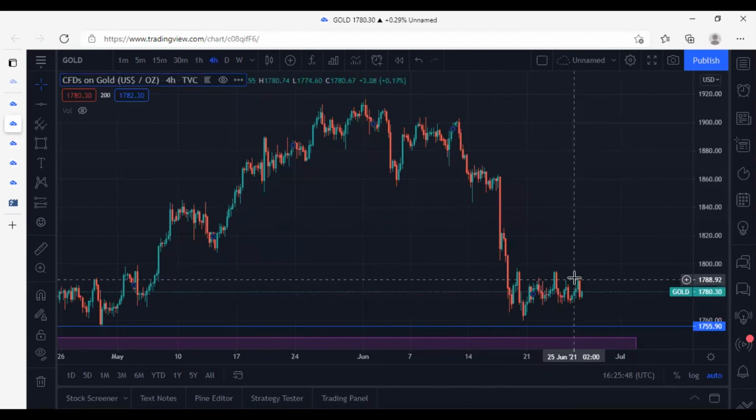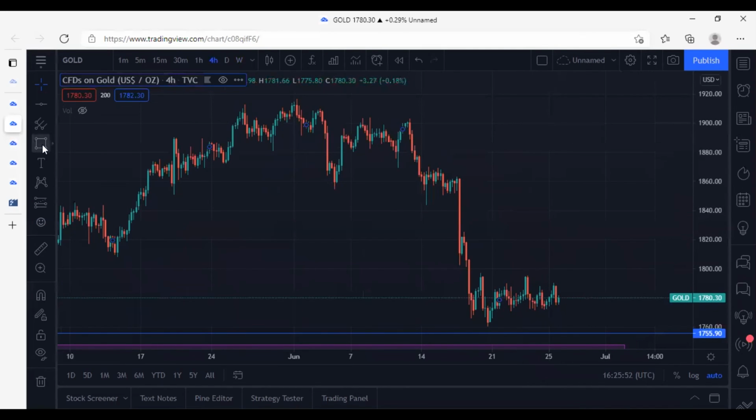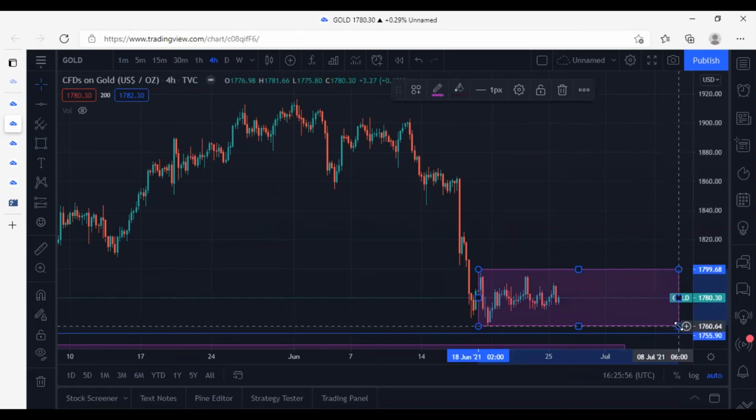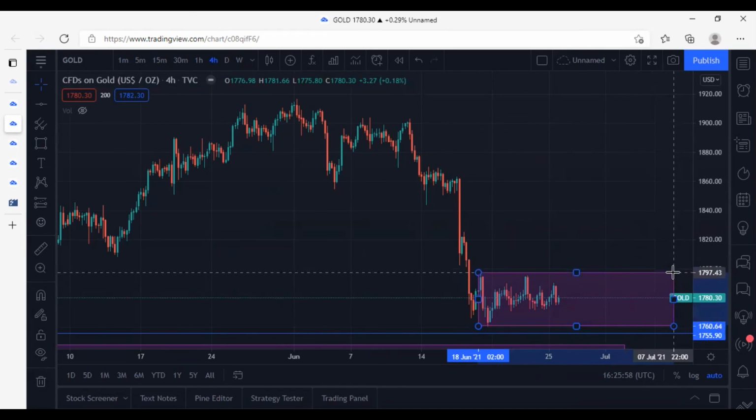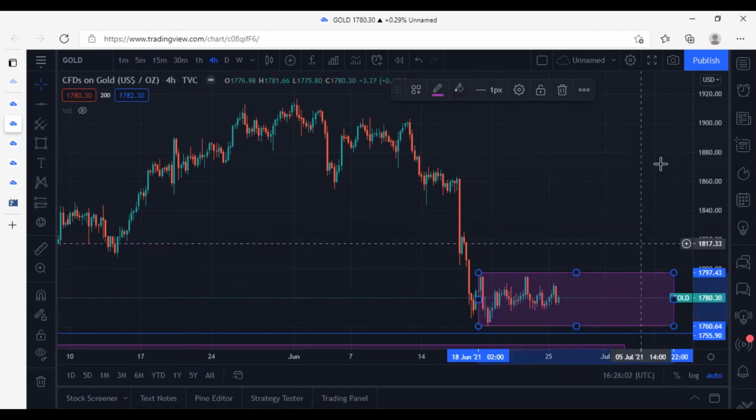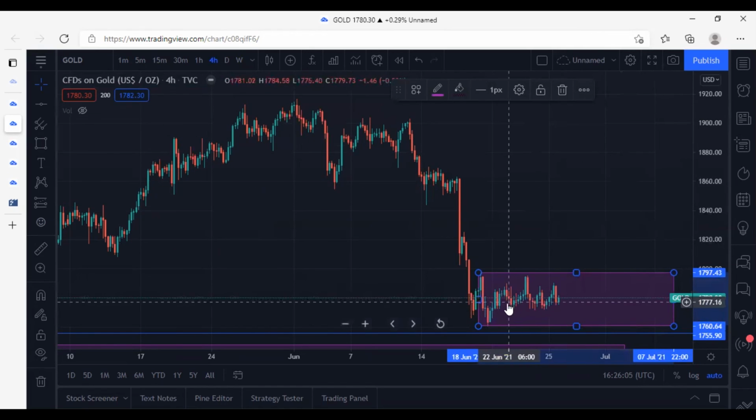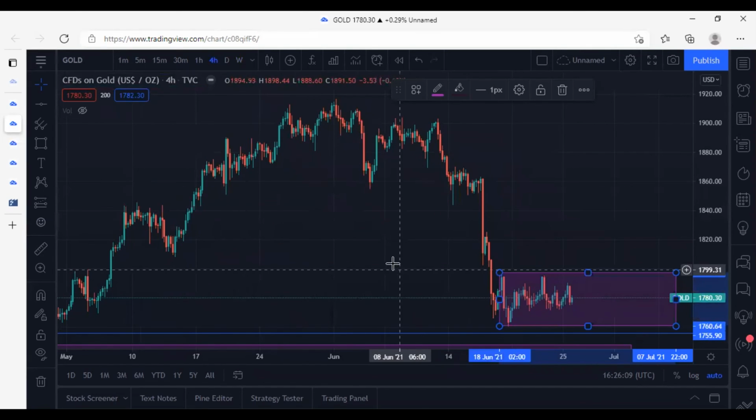You can be selling above the high and buying below the low, because we are in the middle of consolidation. As you can see, we are in the middle of this consolidation. So if you want to trade this as a scalper, you can sell here, sell here, buy here, buy here. That's the point of interest on gold. These are the analysis.